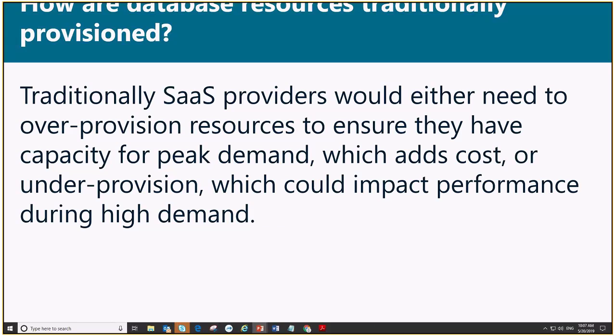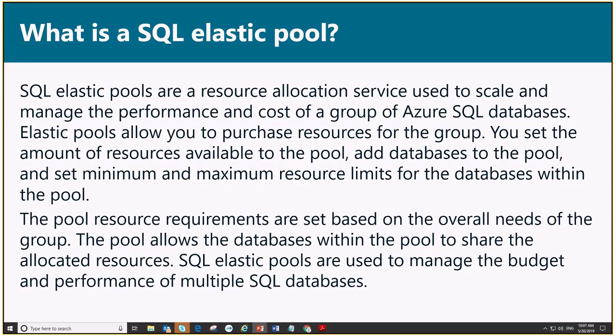Traditionally, SaaS providers would either need to over-provision, so that they have capacity for peak demand, which adds cost, or under-provision. But here, we don't have to worry about under-provisioning or over-provisioning because we can change that in a couple of minutes. But back in the old days, that was our problem: how do we make sure that our application will run efficiently, and if we grow, what are we going to do, right? We don't have those problems.